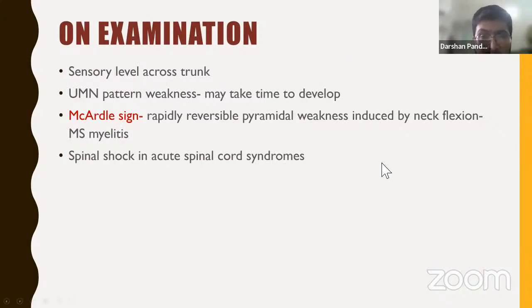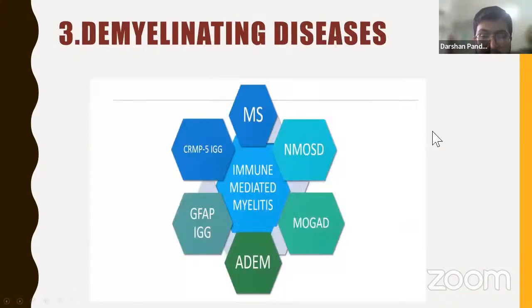It may take some time to develop. In MS myelitis, a particular sign, the McArdle sign, a rapidly reversible pyramidal weakness induced by neck flexion, can be seen. And in acute syndromes, the presenting feature can be a spinal shock condition. So demyelinating diseases, MS, NMO, MOG, ADEM, we'll look into that.